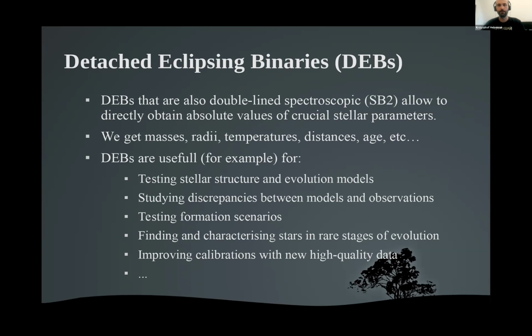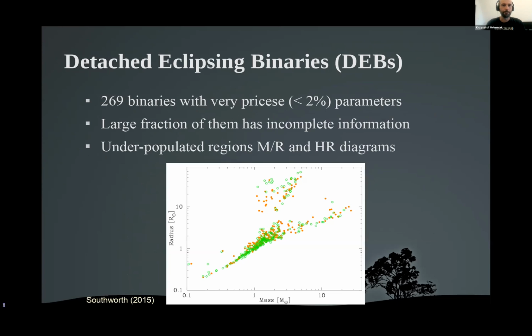These are parameters that are difficult or impossible to get another way. The list of uses is long, starting from testing stellar structure and evolution, to studying discrepancies, testing formation scenarios, finding new rare cases, improving calibrations, then going to distance ladders, cosmology even, and general relativity. The list of applications is very long. That's why for several decades now, there has been an interest in getting precise parameters for those objects.